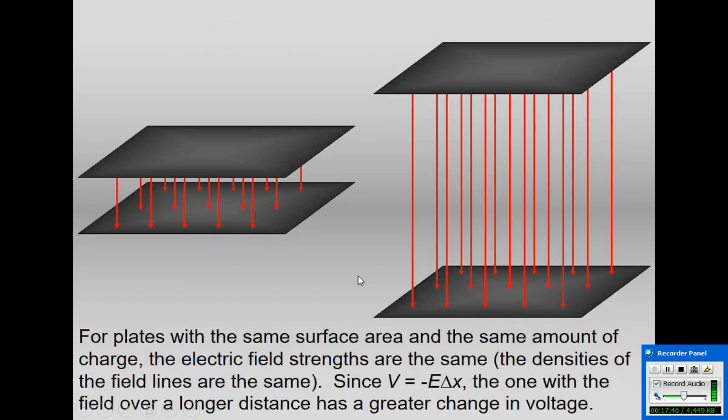So it's more or less looking like this. We have the narrow separation on the left, we have the large separation on the right. The electric field strength between these plates is the same, whether it's the situation on the left or the situation on the right, but delta X on the right is bigger, and so the voltage difference will be bigger for the situation on the right.